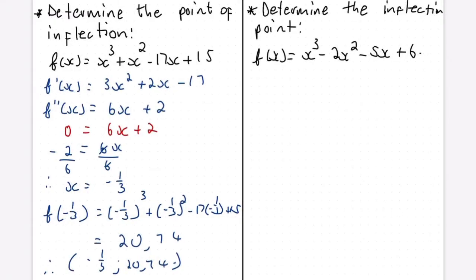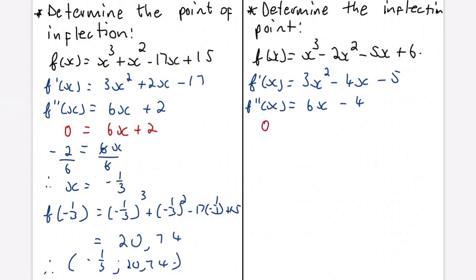And so in this one here, to find the point of inflection, we'd derive the first time to get the first derivative, which is 3x squared minus 4x minus 5. Then we'd find the second derivative, which would be 6x minus 4. Then we'd set that derivative equal to 0 in order for us to find the x value of the point of inflection. We know that the point of inflection is where the second derivative is 0.